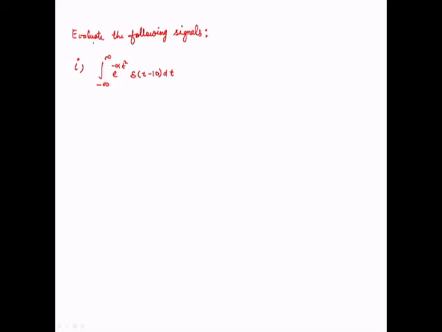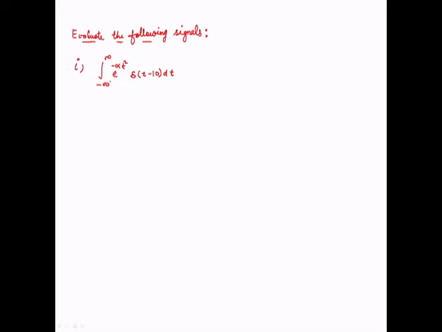Today we are going to cover some numerical portion, that is evaluation of the signals. So we are having certain numerical section here. First numerical is the integration of e raised to the power minus alpha t square delta t minus 10 dt, and the time limit varies from minus infinity to infinity.